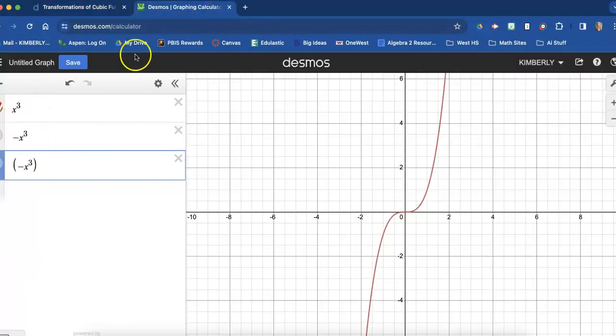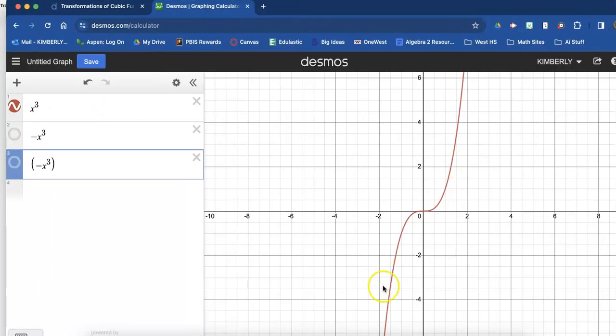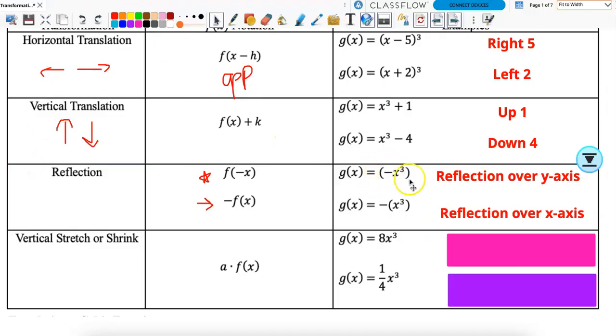If I'm on Desmos, I've got my cubic function graphed in red. If I put a negative out front, that will reflect it over the x-axis. So this part moved up, this part moved down. Now if you reflect it over the y, it's going to look the exact same. This part will come over here, this part will come over here. So again, blue and green look the exact same. That's the good part about cubics: reflecting it over the y or x pretty much looks the same.